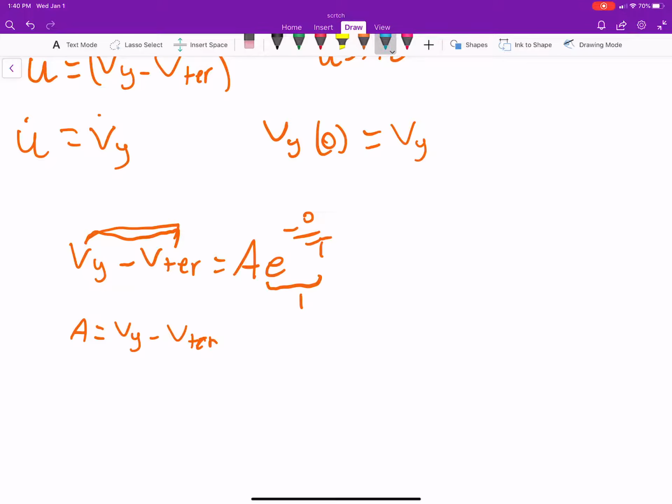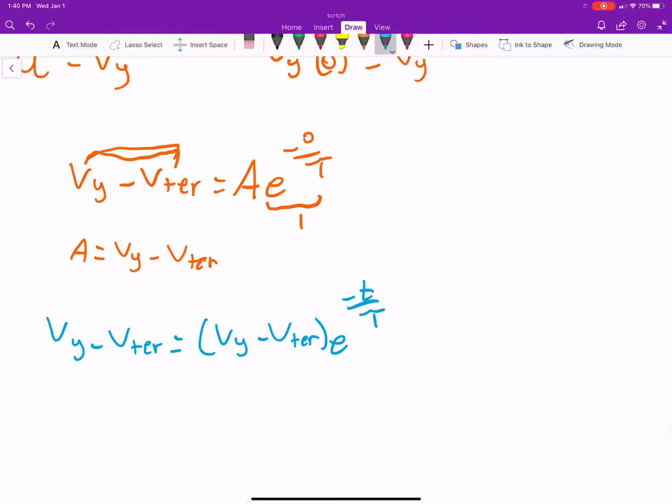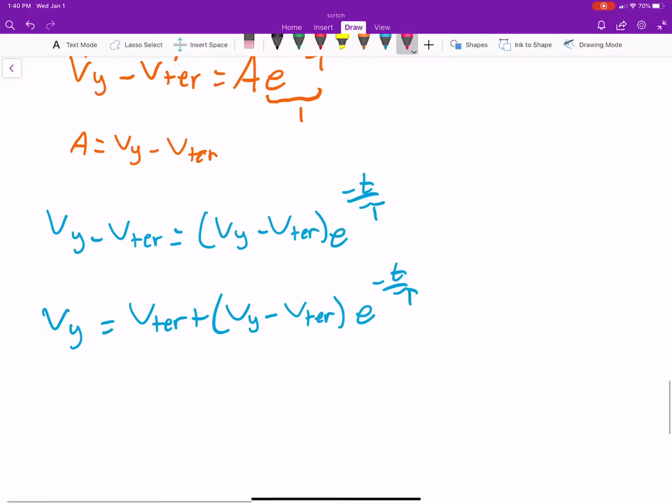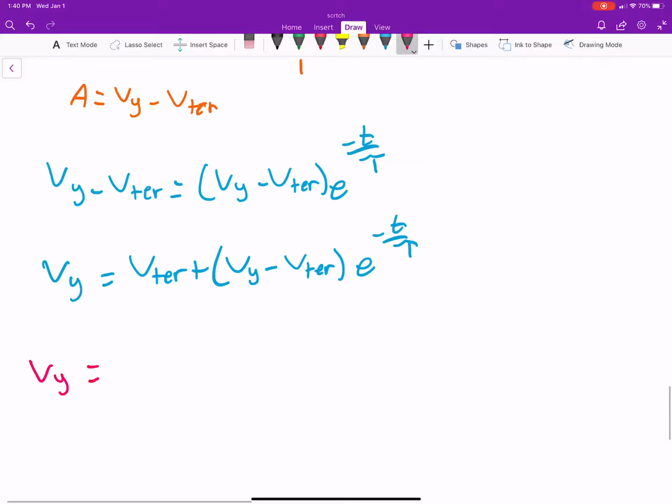So now that we are okay with that bit, we can say Vy minus V terminal is equal to A, Vy minus V terminal, times e to the minus t over tau. So using our initial conditions, we are able to solve for A. And finally, we can say Vy is equal to V terminal plus Vy minus V terminal e to the minus t over tau. So all I did was I added that bit over.